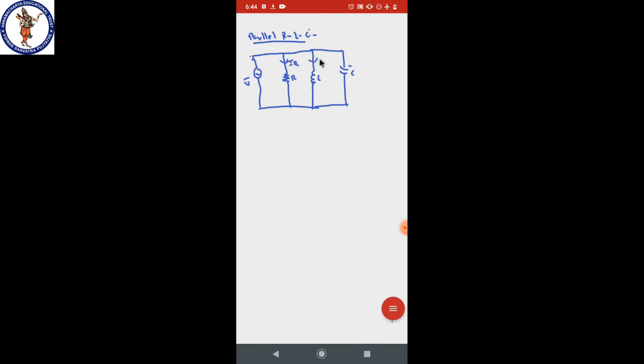IR current will flow through the resistive element. IL current will flow through the inductive element. IC current will flow through the capacitive element. Here the reactances are XC, XL, and R only.